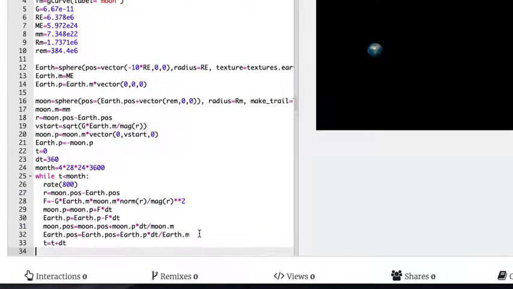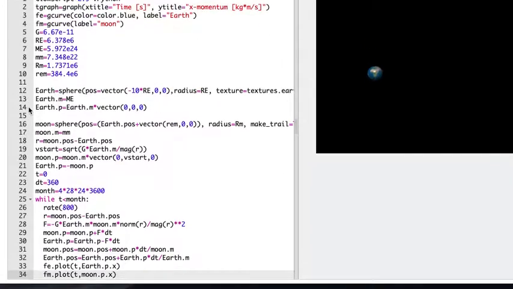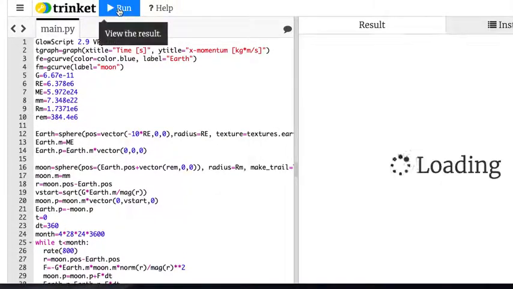And I'm going to plot Fe.plot t, Earth.p.x. Fm.plot t, moon.p.x. So I'm going to plot the x momentums of the two things. Let's run it.